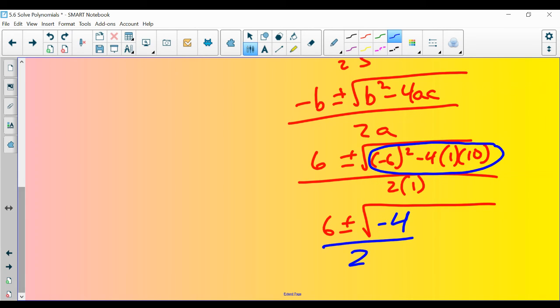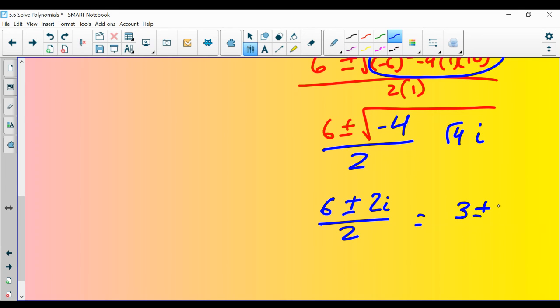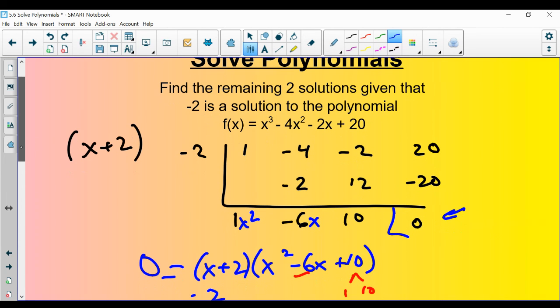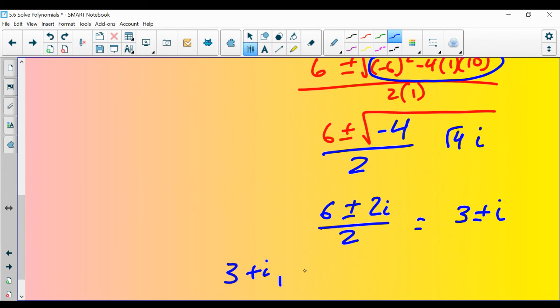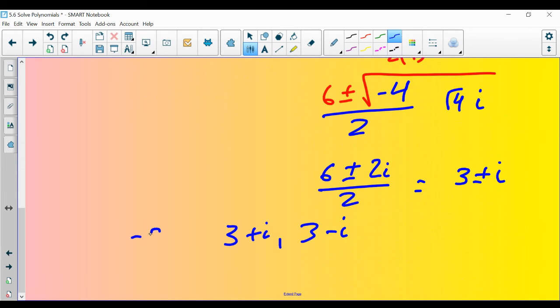What is the square root of -4? Remember, anytime you're taking the square root of a negative, we no longer get no solution. The square root of a negative just creates an i. So then you just have to take the square root of 4, which is 2, 6 plus or minus 2i over 2. I can actually divide both of these by 2 to get 3 plus or minus i. So I was instructed to find the other two solutions. And those other two solutions are 3 plus i, 3 minus i, and then the original solution was -2.